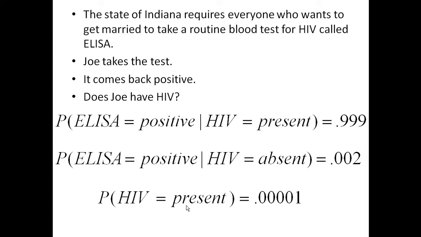Remember, the prior probability of HIV is called a prior probability because it's the probability before we obtained any new knowledge. It was 1 out of 100,000. All right? That's what I just showed you on the previous slide. In order to know the probability of HIV being present given ELISA is positive, we need this number, and this number.